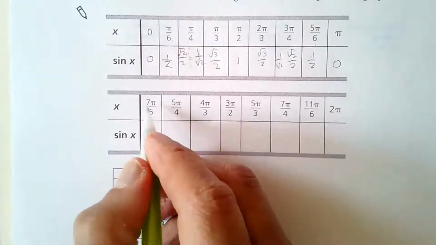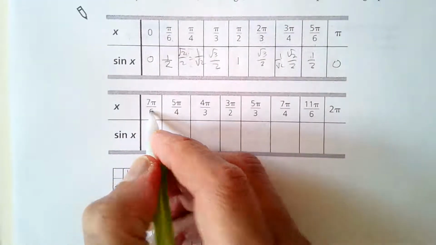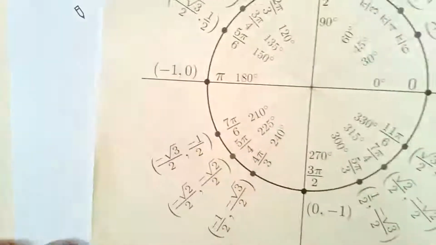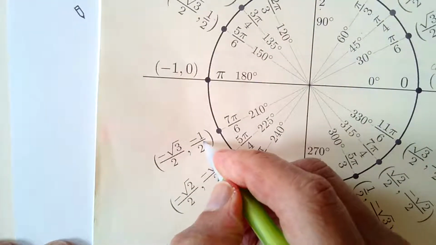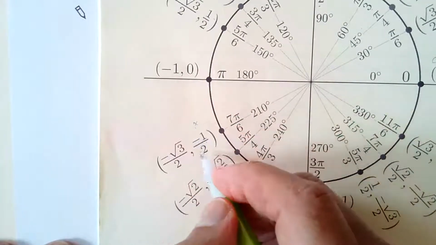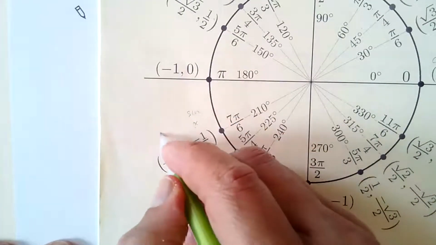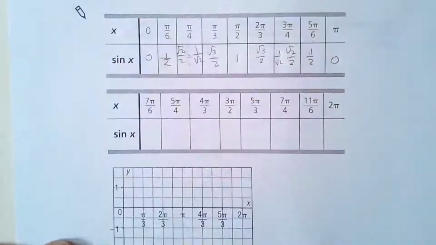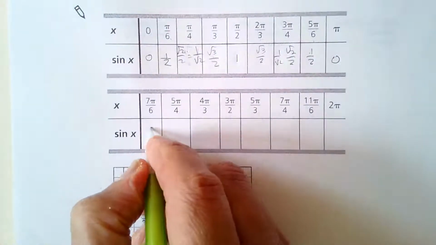Now, 7 pi over 6, if you go back to our graph now, is negative a half. Remember, your x value is your cos, and this is your sine. So those give us negative a half.